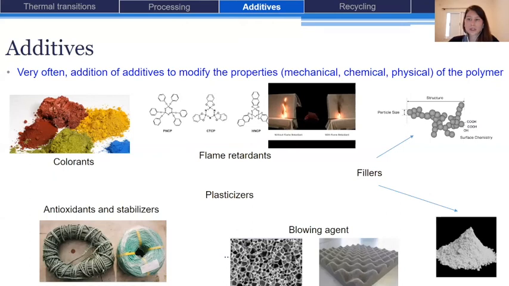So the majority of polymer properties are intrinsic and depend on the molecular structure and the chemistry of the polymers, but it can be necessary to modify these properties, for example, to modify the mechanical, chemical, physical, optical properties of the polymer. And in that case, we use additives.